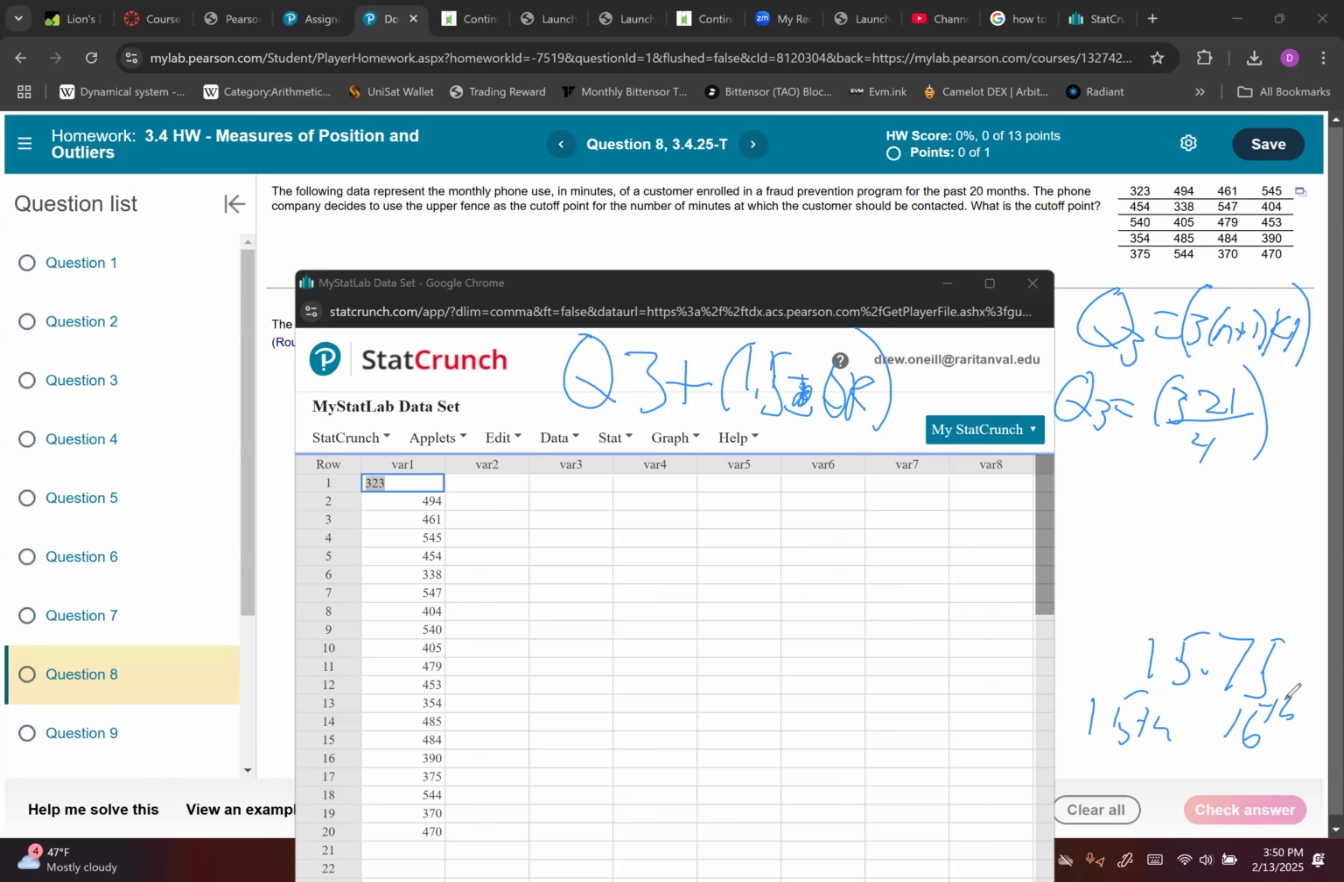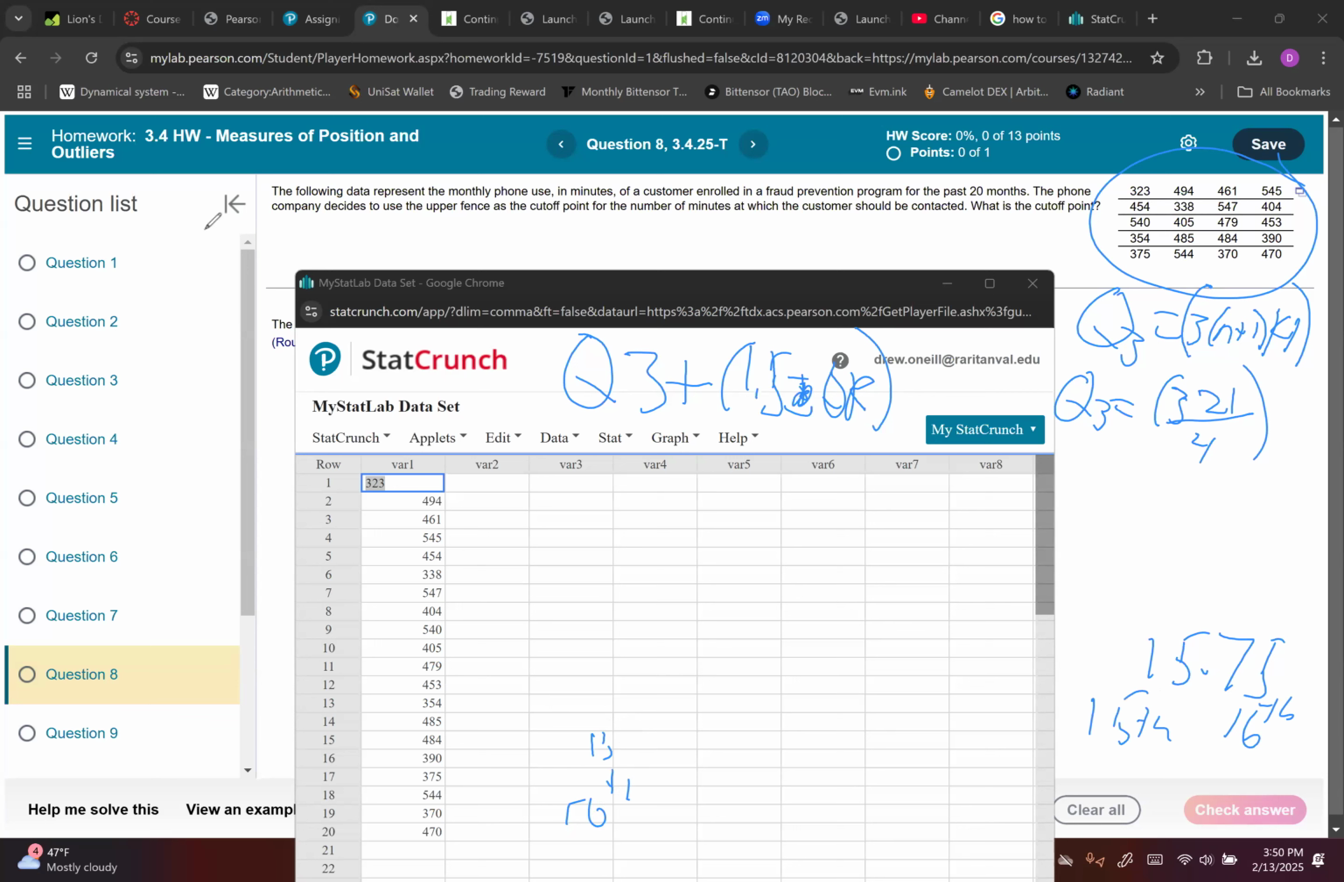And you find the midpoint between those two. But we can't really do it here, right? We need our data organized. So imagine we had the data organized from least to greatest. We'd find the 15th term from here and the 16th, and then find the midpoint of that. Now, StatCrunch will do it for us.